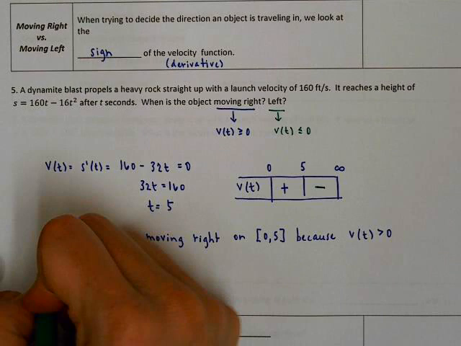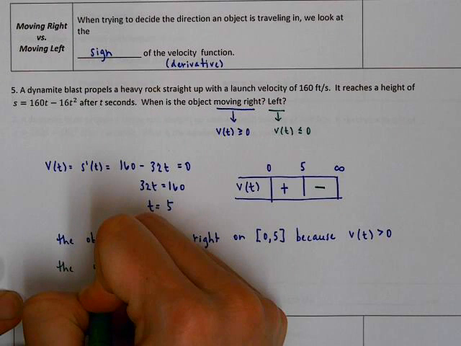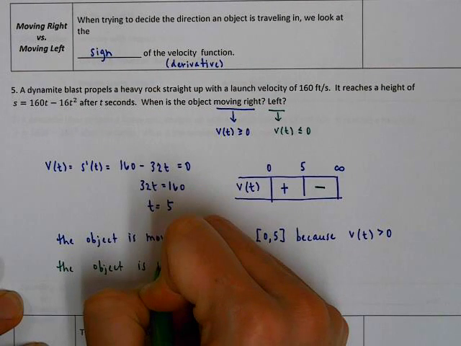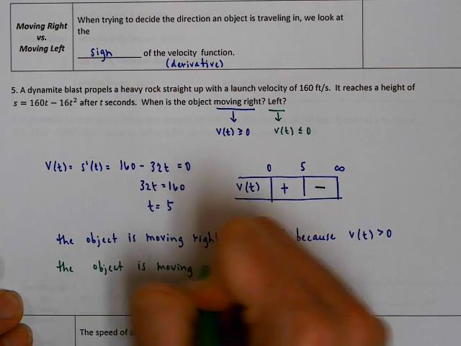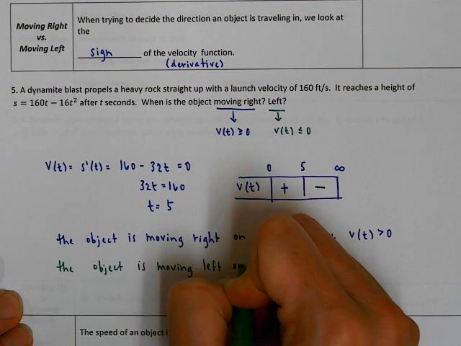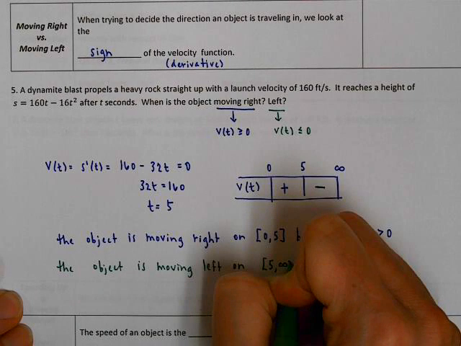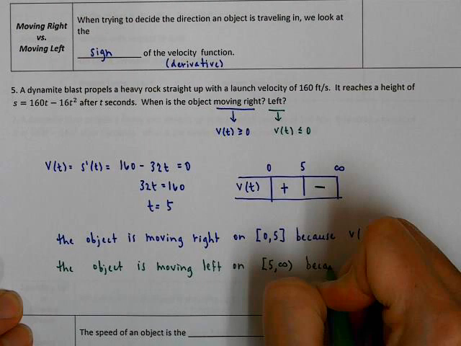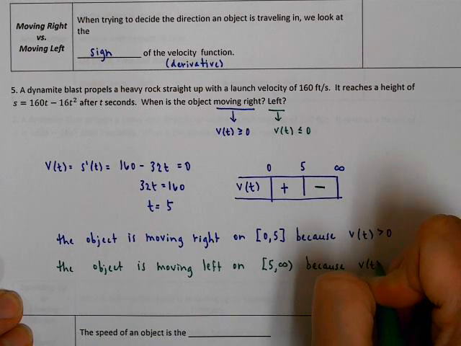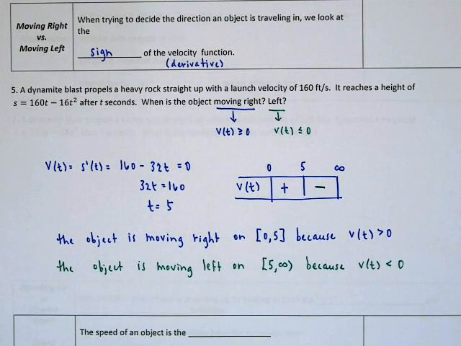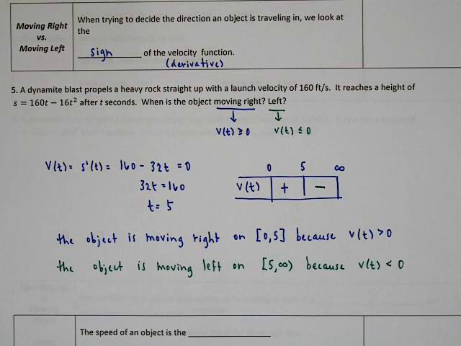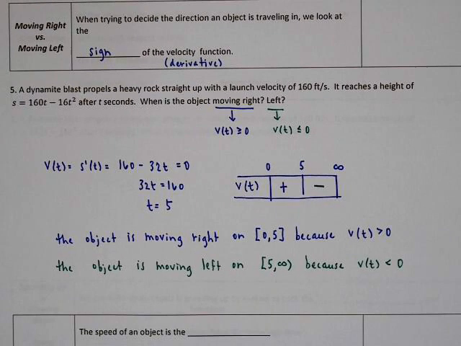Now on the other hand, I could say the object is moving left on the interval from 5 to infinity because my velocity, that sign is negative, or velocity is less than 0. So a lot of this work flows directly out of what we did last chapter. All right, I know this is getting long, but kind of hang with me. We'll have a bunch of vocabulary after this, which will allow you to get into a lot of the practice in class.